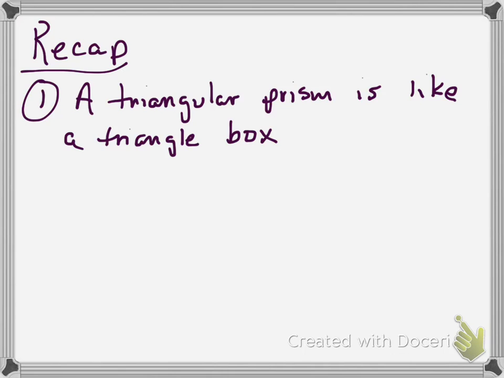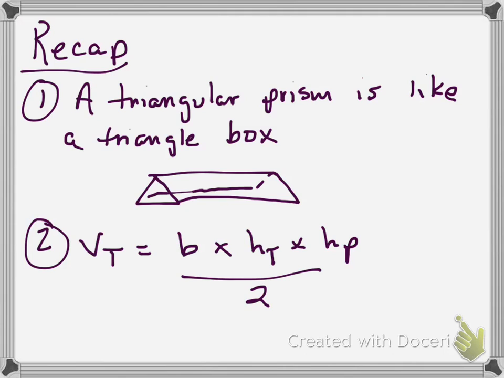Okay, let's do a quick recap. The first is just to understand what a triangular prism is. It's really like a triangle box. So it's going to have a triangle on each end and then those long straight lines connecting it. And the next is the formula for calculating the volume of a triangular prism. There are 2 different formulas. I think this one is easier, so this would be the one that I would recommend, and that is the base of the triangle times the height of the triangle times the height of the prism, all divided by 2.